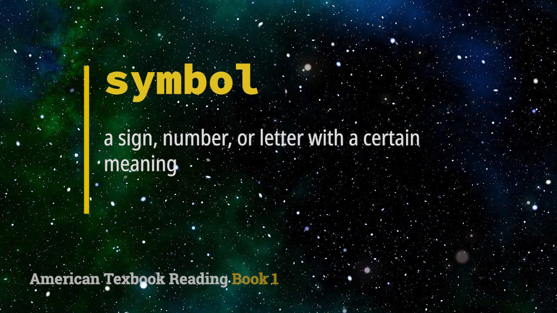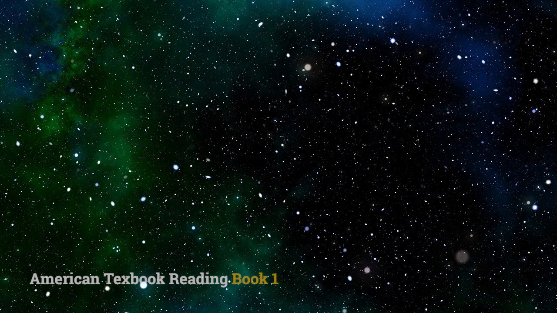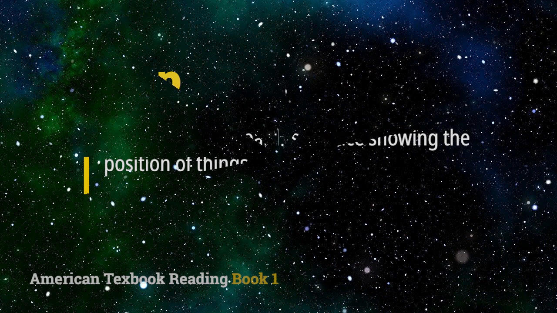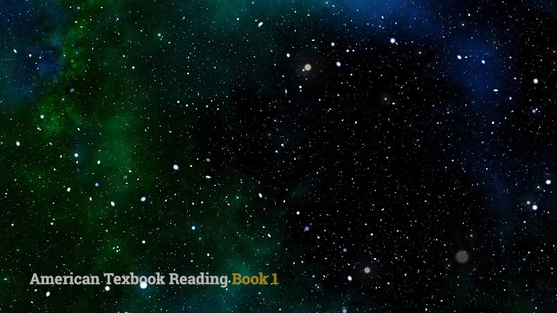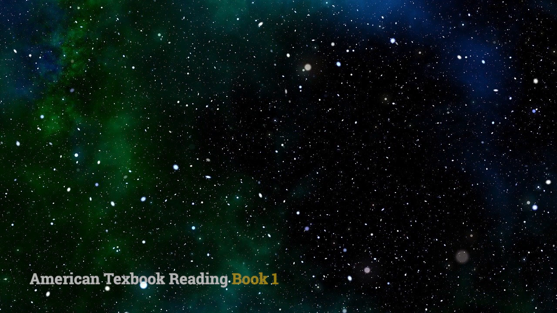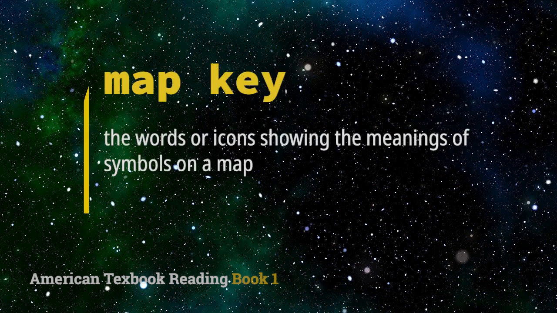Symbol. A sign, number, or letter with a certain meaning. Map. A drawing of the Earth's surface showing the position of things. Direction. The point or position, such as north, south, east, or west. Map key. The words or icons showing the meanings of symbols on a map.